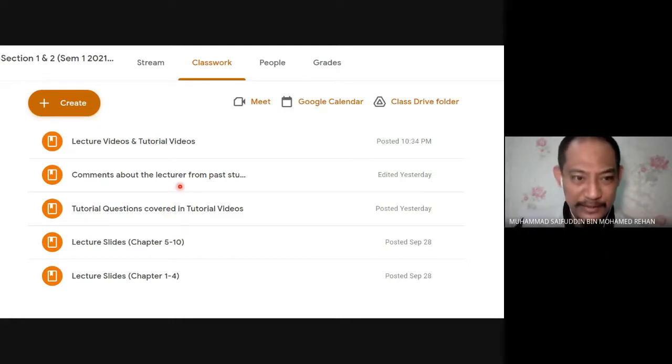Okay, this one is because normally I put this up front. Every semester, this is what I do, so that students have access to see the previous comments about the lecturer, so that if they want to change a section, if possible, they can try to do that within the first week.